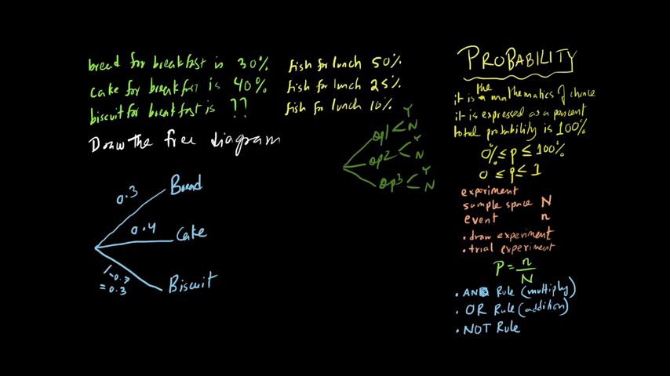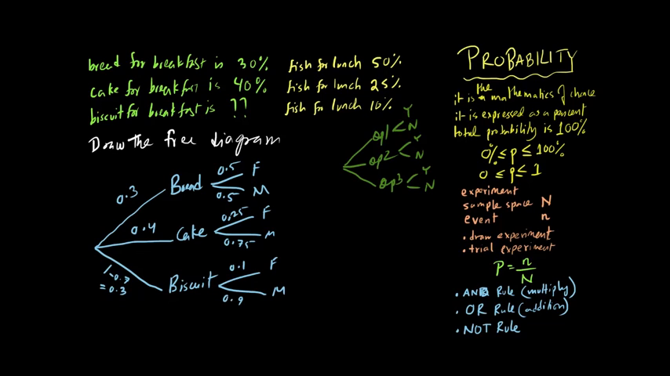Now regarding lunch, so we have either fish or meat. Yes, no, yes, no. So if fish is 50%, meat is going to be 1 minus 50%, which is also 50%. If the person has cake for breakfast, either fish or meat for lunch. If fish is 25%, meaning 0.25, then meat is 1 minus 0.25, which is 0.75. If the person has biscuit for breakfast, then for lunch it can either be fish or meat. If fish is 10%, meaning 0.1, then meat is 90%, 0.9.